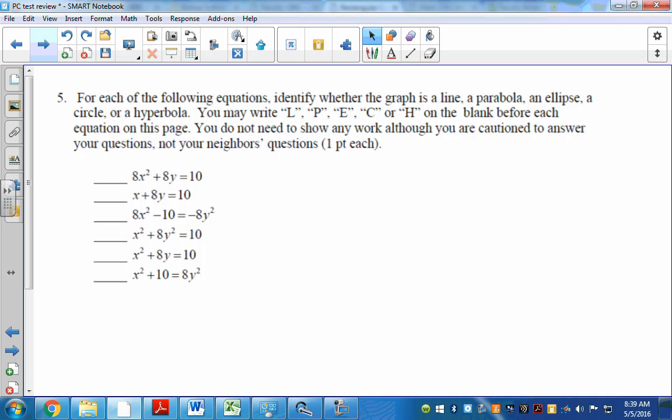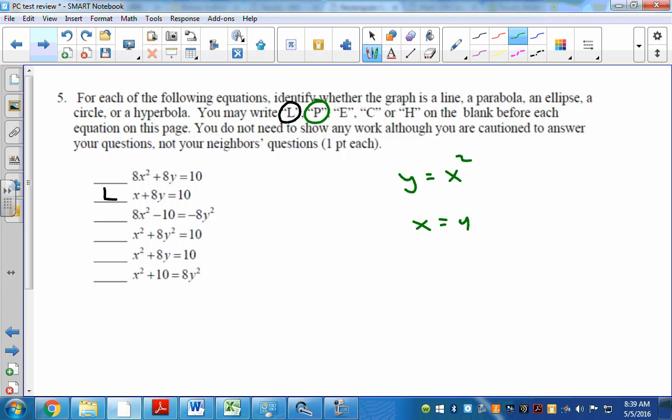Okay, so let's go after the line first. The line is the trivial one. That's the one that has no square term. That's a line. Parabolas are probably the next easiest. The parabolas are the ones that have only one square term, right? Like y is equal to x squared, or x is equal to y squared. So one square term will be a parabola. This one's a parabola. Not that one, not that one. This one is a parabola. Okay, one square term. Now, for 2 square terms, we have ellipses, circles, and hyperbolas.